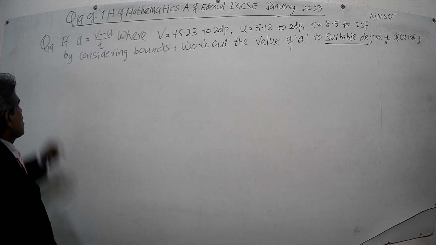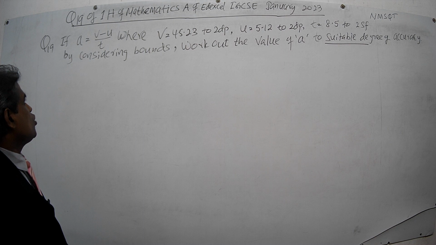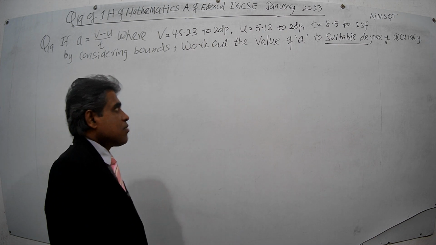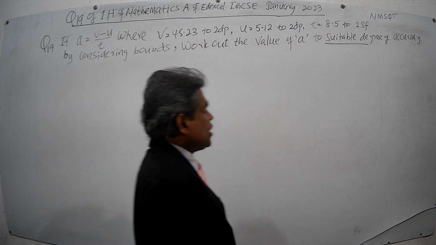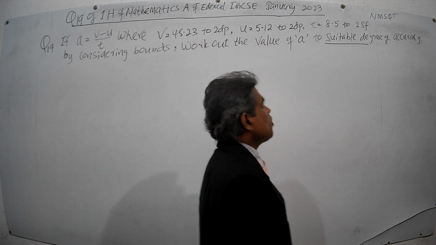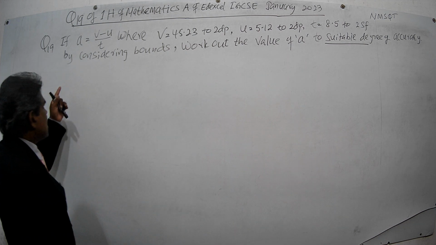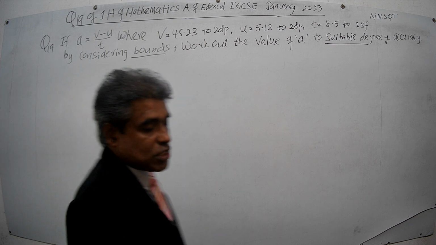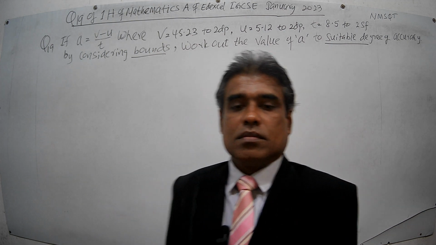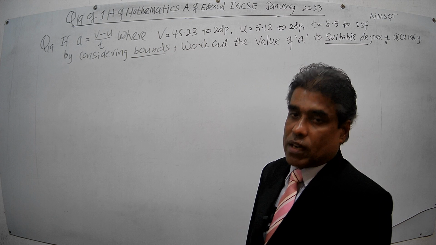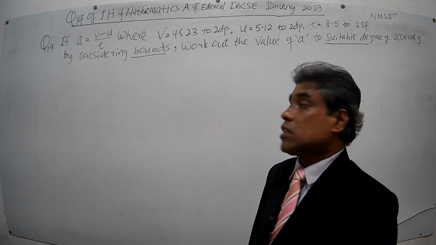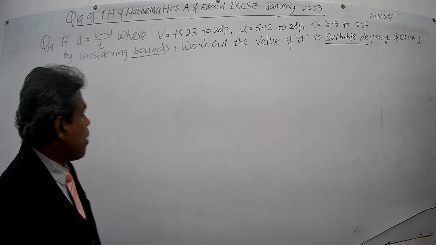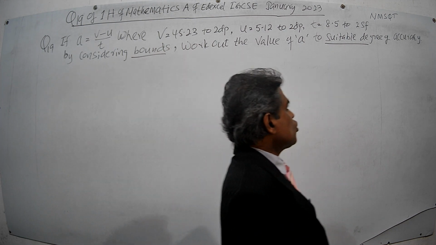Question 19. We read the question: if A equals V minus U over T, where V equals 45.23 to 2 decimal places, U equals 5.12 to 2 decimal places, T equals 8.5 to 2 significant figures, then by considering bounds, work out the value of A to a suitable degree of accuracy. What do you mean by bounds? Bounds means upper bound and lower bound, UB and LB. That is what is meant by the word bounds there.